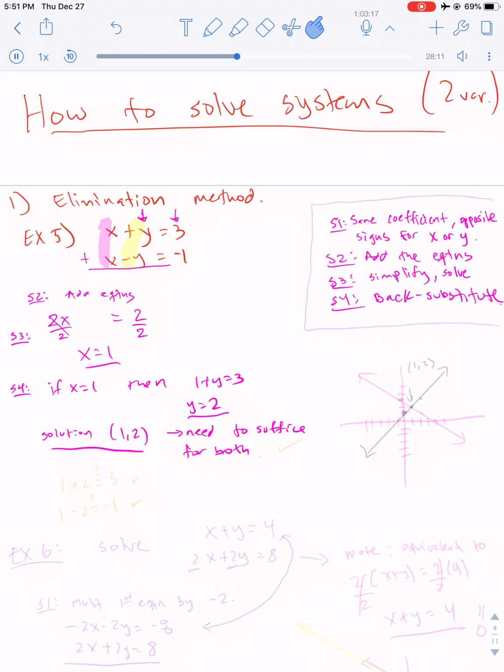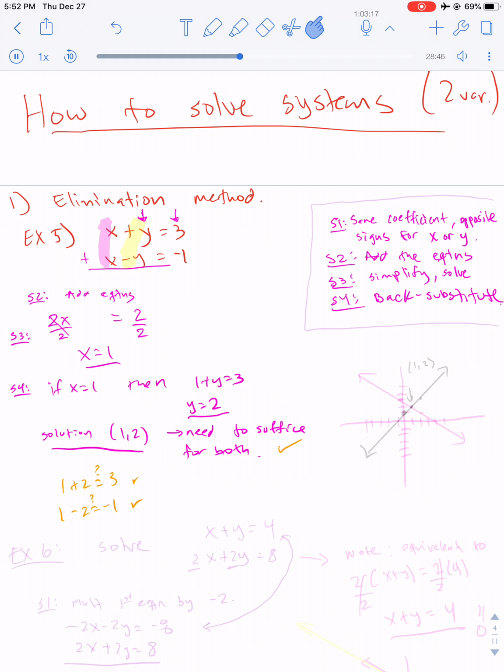And if you did the process right, this should always be the case, but it's always good to double check, especially on exams. So if I plug in 1 plus 2, does that equal 3? Yep. If I plug in 1 minus 2, does that equal negative 1? Yep. So my solution works. So this is called elimination. Again, you're adding, multiplying onto the equations and then reusing those.